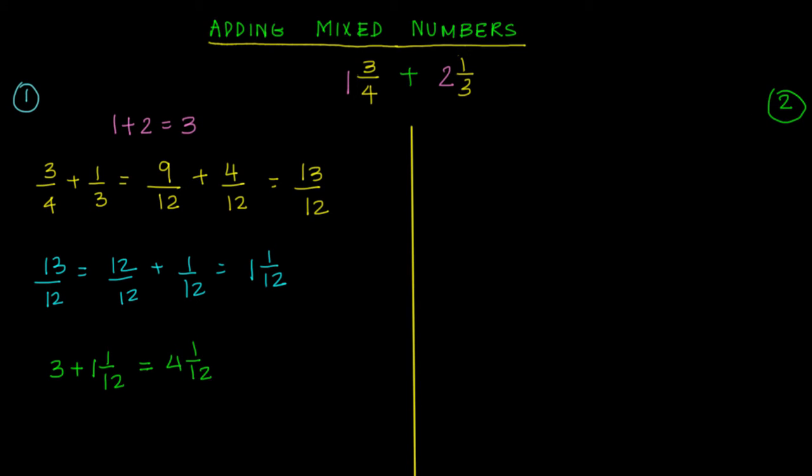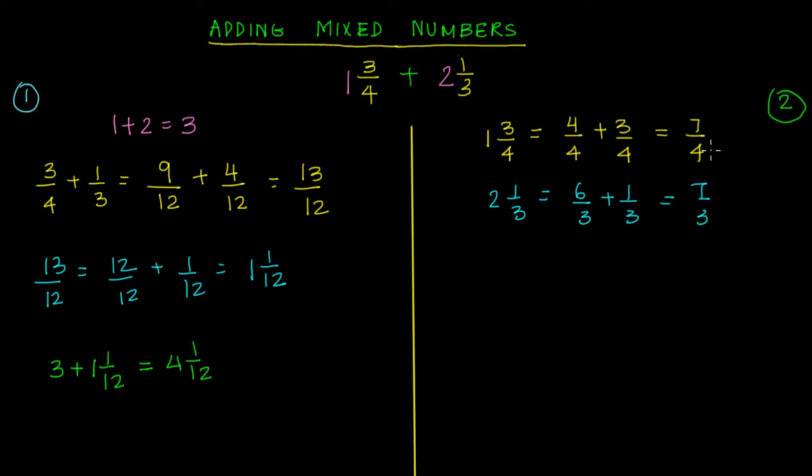In the second method, you convert both these mixed numbers into improper fractions and then you add them. So let's do that. 1 3/4 equals 4/4 plus 3/4 equals 7/4, and 2 1/3 equals 2 times 3 is 6, so 6/3 plus 1/3 equals 7/3. And now we are going to add these two improper fractions.